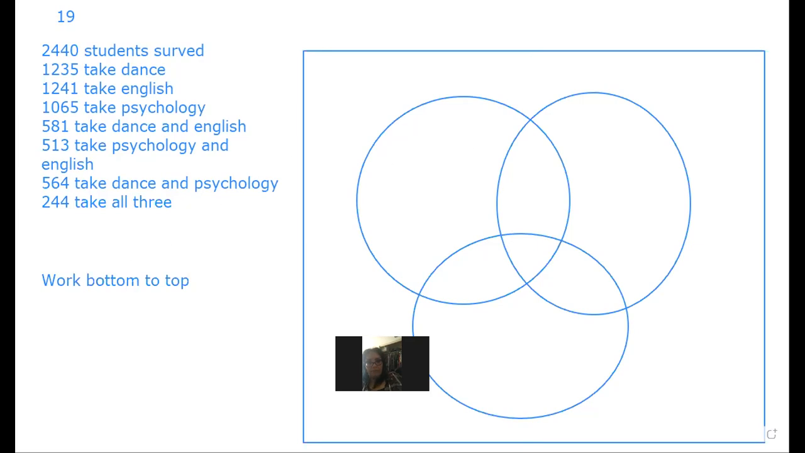So you always want to put in this one first. So you want to put that 244 in the middle. And the reason why is, if I take dance and psychology, so we're going to put the names, dance, psychology, and English. The reason that you do the all three first is that 244 of those students who are taking dance and psychology are also taking English. So you need to make sure that you account for the people who are taking both. And the easiest way to do that is to physically put it into the circle here so that you can account for everything.